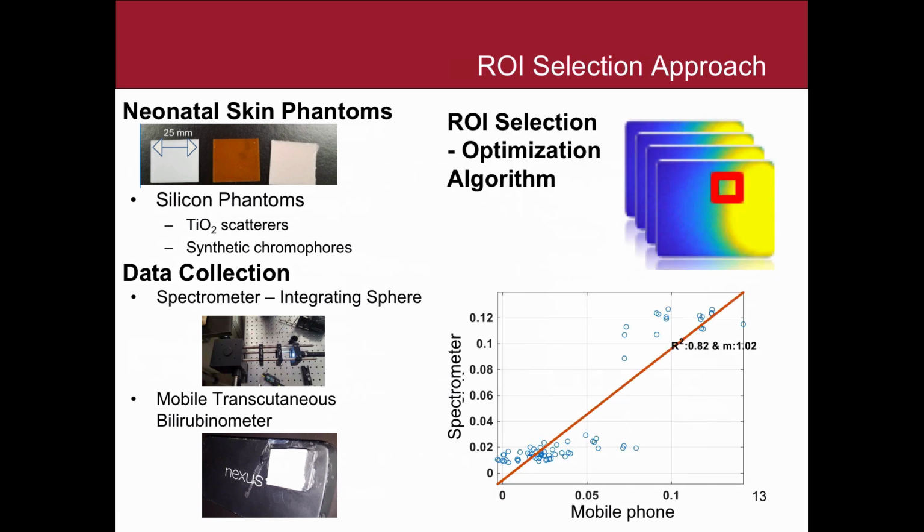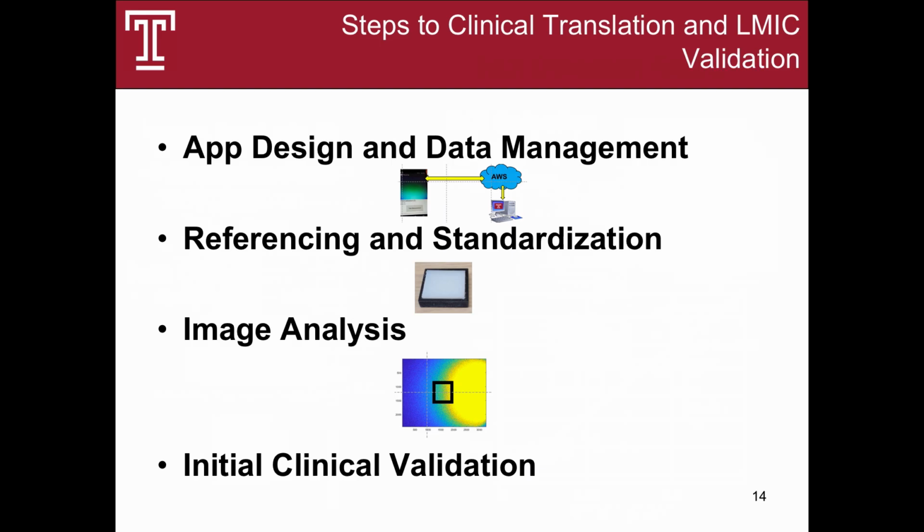And so then we used an optimization algorithm to find the highest position in our image where we had the highest correlation between devices. And this is the correlation with our spectrometer and our mobile phone. And so now we felt confident that we had an application and standardization technique and image analysis method for analyzing our images that would be coming out of our initial clinical study.